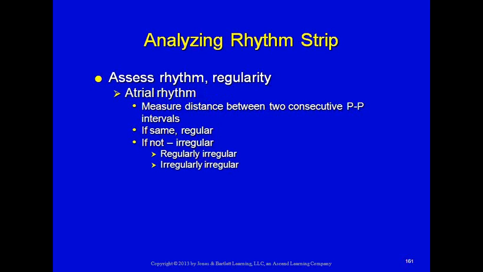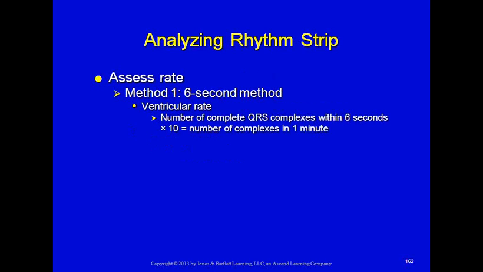Now, irregular rhythms come in two varieties. We have regularly irregular, much like a wallpaper pattern, where you can see a pattern of irregularity marching across the paper, or it could be irregularly irregular, like we see with atrial fibrillation or ventricular fibrillation, where there's no regularity at all. There's no pattern to this irregularity. It's just irregularly irregular.